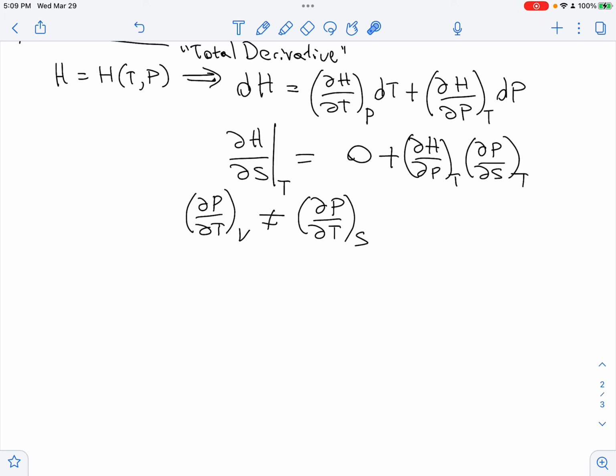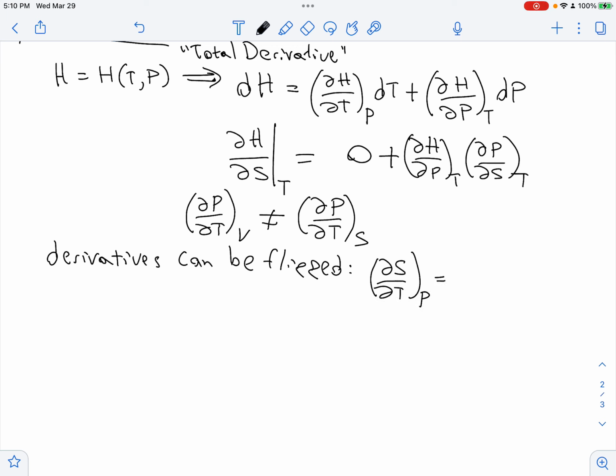Now, one thing you can do is flip a differential. So derivatives can be flipped. So, for example, ds/dt at constant p is 1 over dt/ds at constant p.